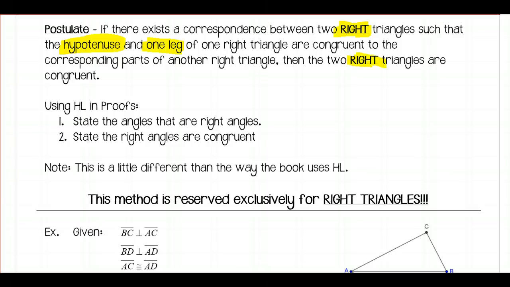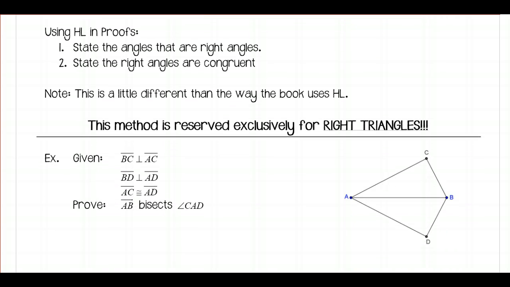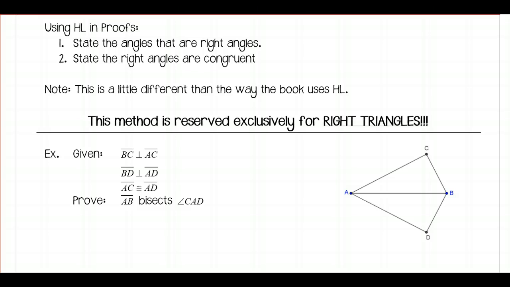than the book does. So when we use HL in a proof, to get that third piece of information, the angles, we're going to state the angles that are right angles, and then we're going to state the angles are congruent because if angles are right angles, then they're congruent. So you'll see how we do this in the proof, but again, make sure you don't follow the way the book does it because we're going to do it a little bit differently. Okay, and again, right triangles, in case you missed that the first 8 times.